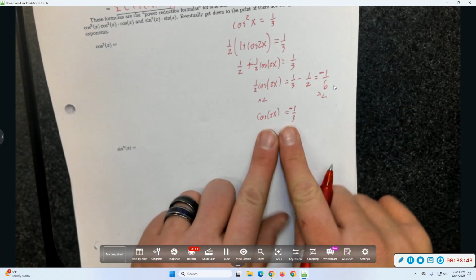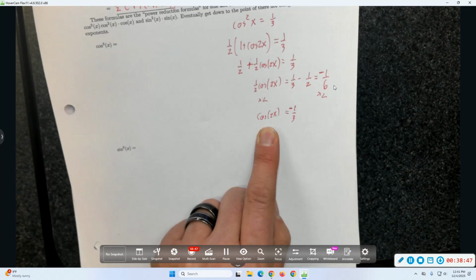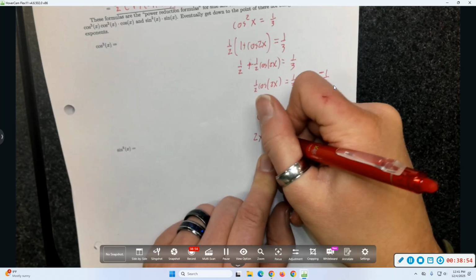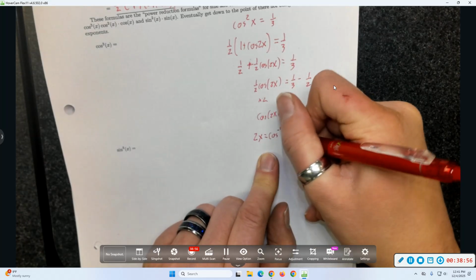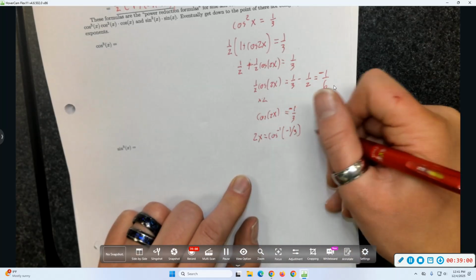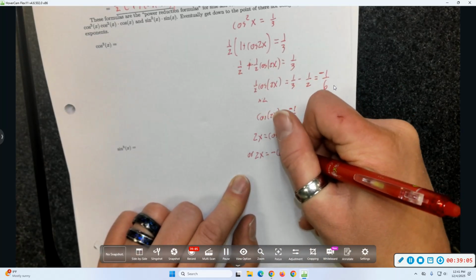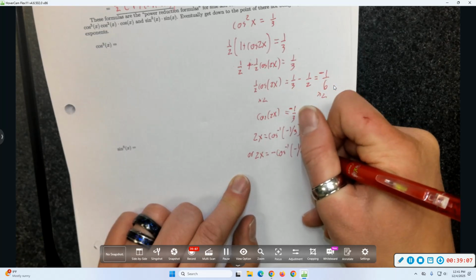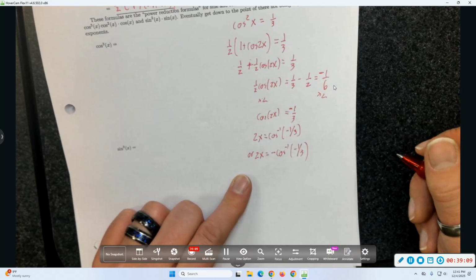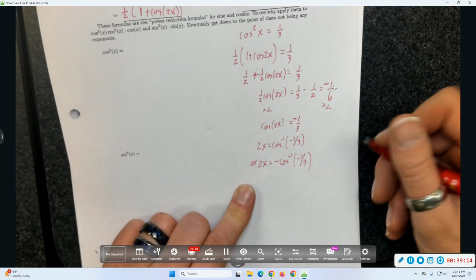Oh, nice. And this is a situation where you know what to do. You find the first solution, which is, what's the primary solution to this equation? Cosine inverse of negative 1/3. Nice. What's the secondary solution? Negative cosine inverse of negative 1/3. Nice. And in order to account for periodicity, what do you have to do still? Add 2πk. Yeah.